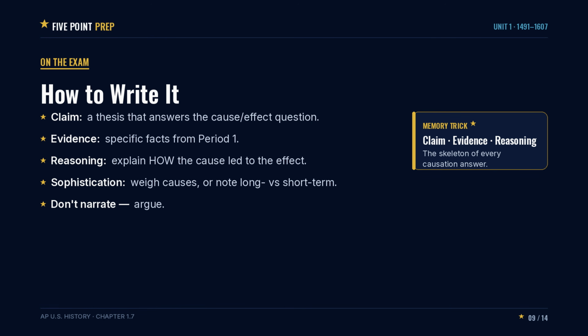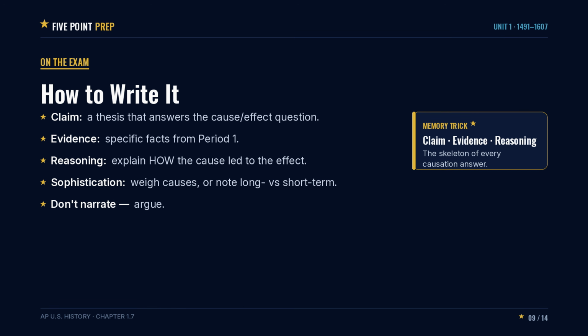So how do you turn all this into points? Every causation answer needs three things: a claim, a clear thesis that actually answers the cause and effect question; evidence, specific facts from period 1, like smallpox, the encomienda, or the Treaty of Tordesillas; and reasoning, and this is where students lose points. You must explain how the cause led to the effect, not just state that it did.